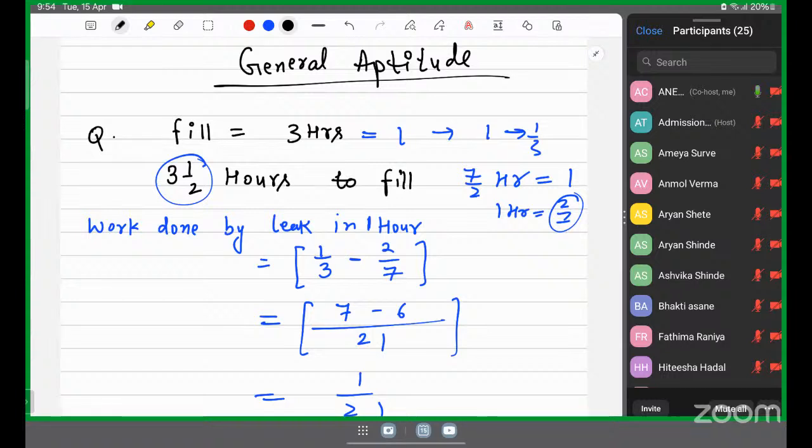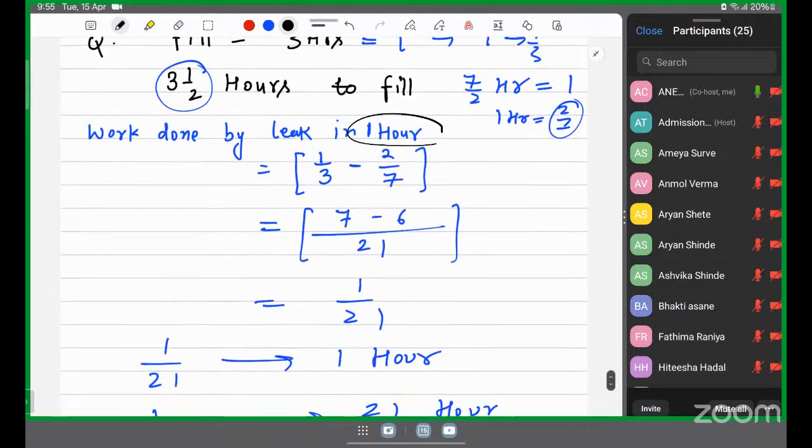If 2 by 7 is not there, then it will be completed in 3 hours. That is 1 by 3. If leakage is there, due to which some of the liquid will be coming out. So we want to know in 1 hour how much work is done by the leakage.